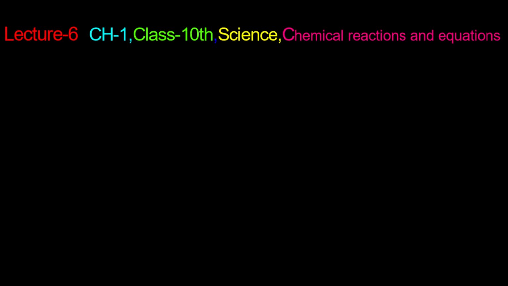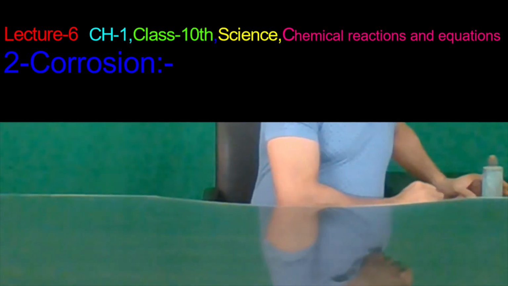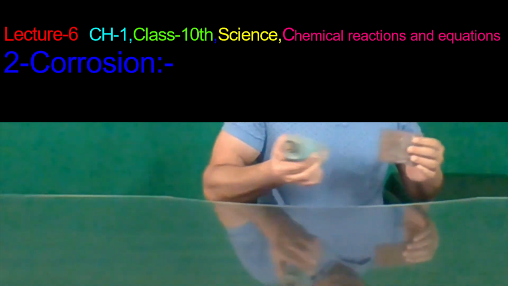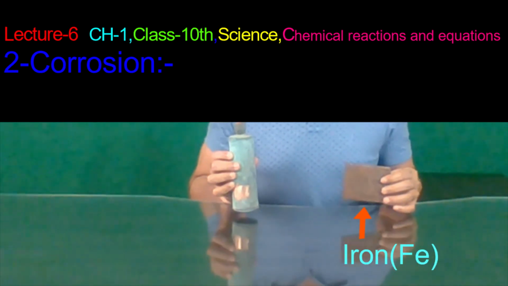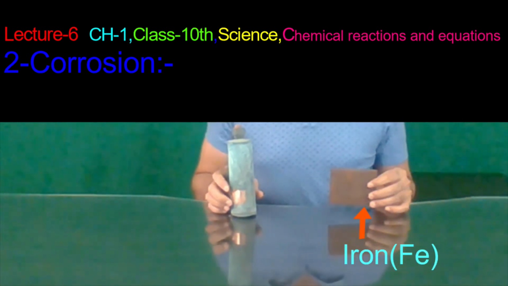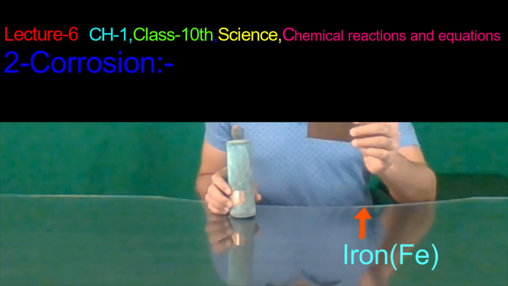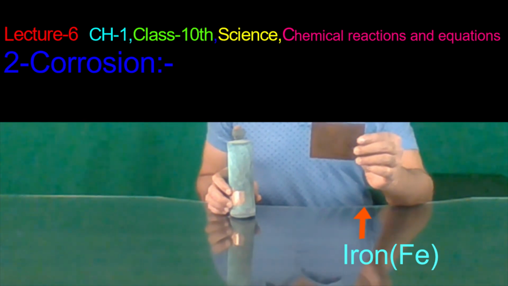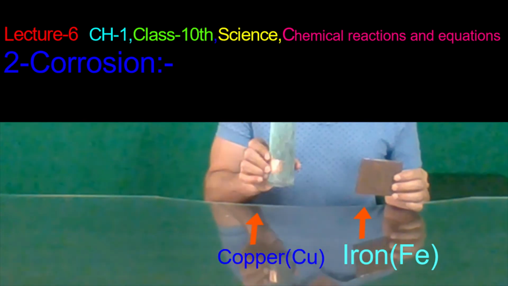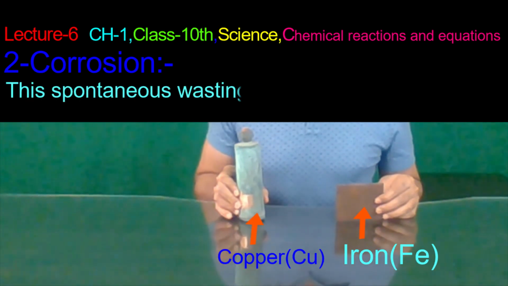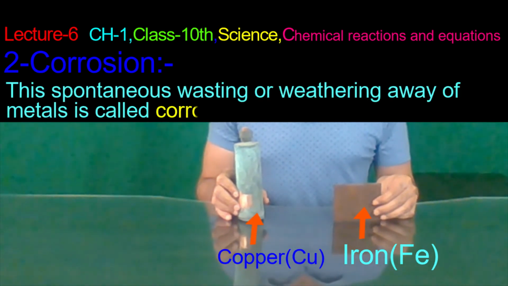Now I come to next subtopic, that is corrosion. You might have seen what happens with the metals like iron, copper, silver and many others when they are left out unprotected in the open environment. You can see here this iron sheet is wasting away, and this copper pipe has also turned greenish. This spontaneous wasting or withering away of metals is called corrosion.